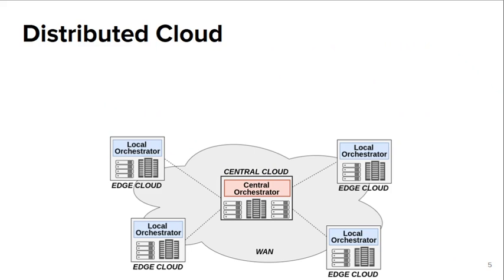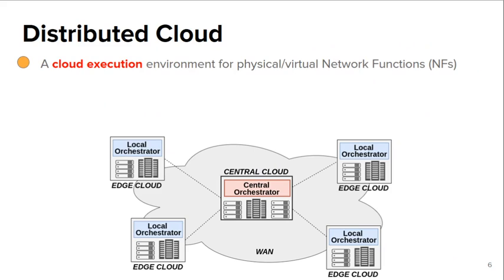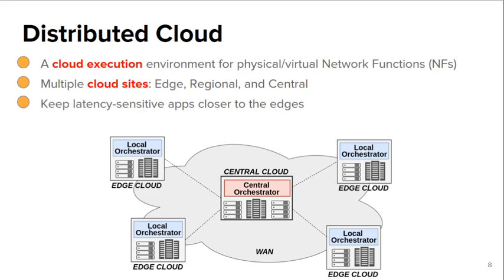So, what is a distributed cloud? A distributed cloud is a cloud execution environment for virtual or physical network functions or applications that is distributed across multiple cloud sites, such as edge sites, regional sites, or central sites, with the required connectivity between them. Distributed cloud deployment models keep latency-sensitive applications closer to the edge of the network, that is, close to the users, and move non-real-time applications to centralized data centers.